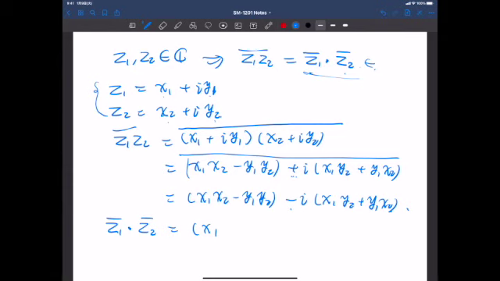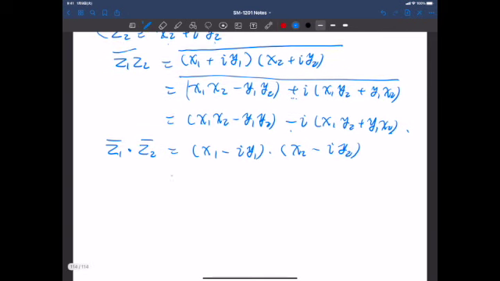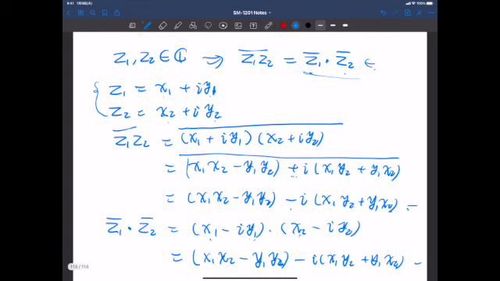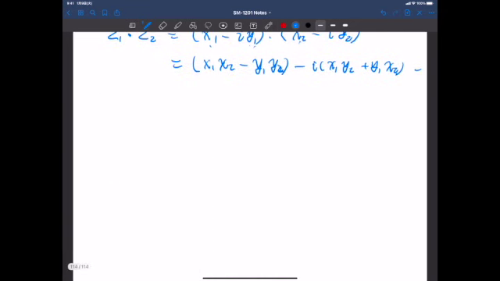So this is x1 minus iy1 times x2 minus iy2. And this result is x1 x2 minus y1 y2, you should check this, then minus x1 y2 and y1 x2. So they are the same. So therefore this claim holds. Okay.